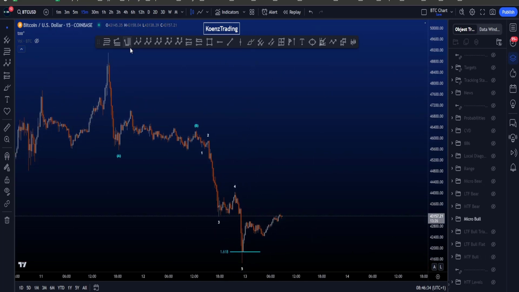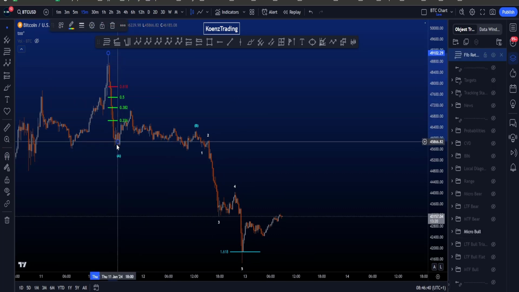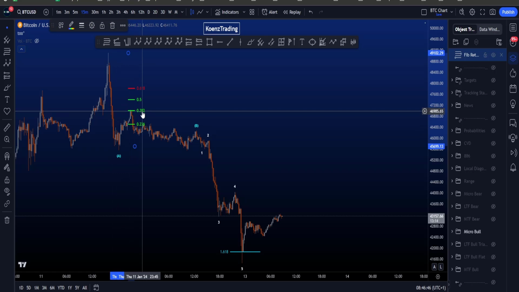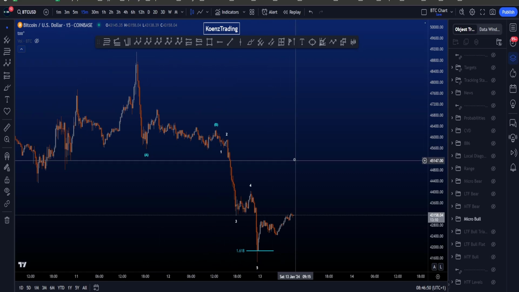Now what's interesting in this scenario is that this high over here hit the 0.382 Fibonacci, which is less common for a wave 2 and more common for a wave B or a wave X, which does increase the probabilities a little bit that the move coming after is a wave C.